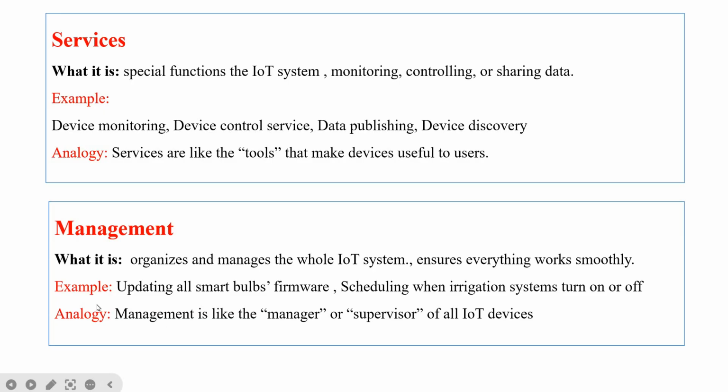Next is management. This block organizes and manages the whole IoT system and ensures everything works smoothly. For example, updating all the smart bulbs' firmware at once, or scheduling when the irrigation system turns on or off in a smart farm. This can be thought of as the manager or supervisor of all the IoT devices.